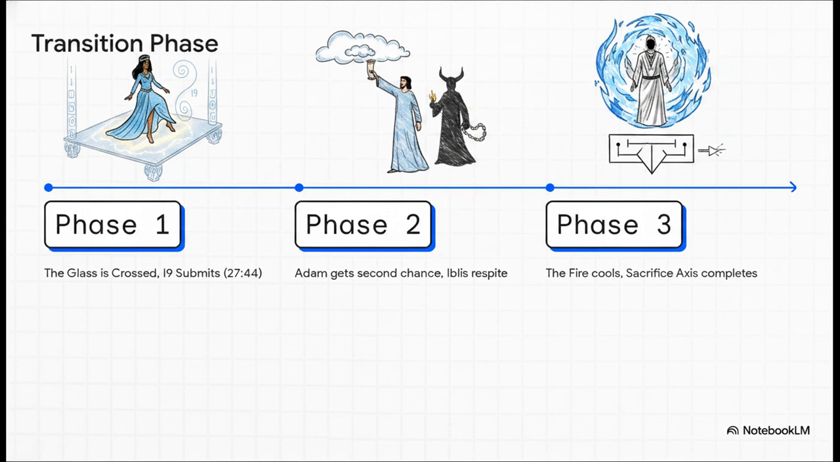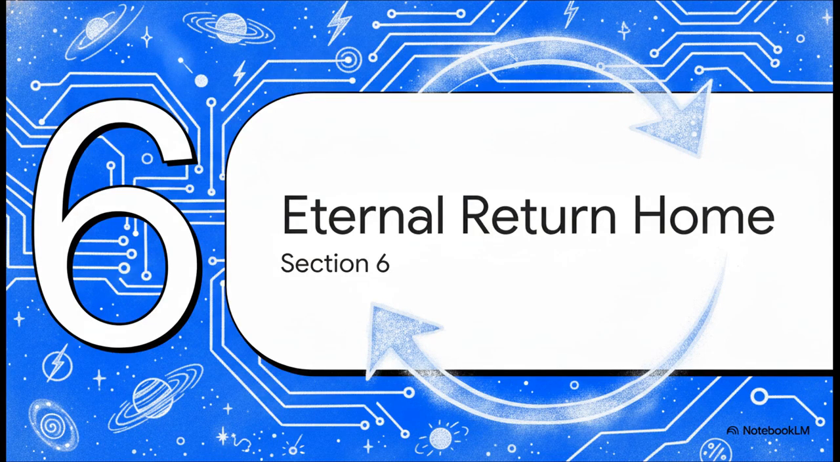Finally, the fiery, kinetic trial of the physical world cools down, just like the fire became cool and safe for Ibrahim in verse 2169. That entire sacrifice access, from 2169 to 528 all the way to 37107, fully discharges, and the circuit is restored. And finally, Section 6, the eternal return home.